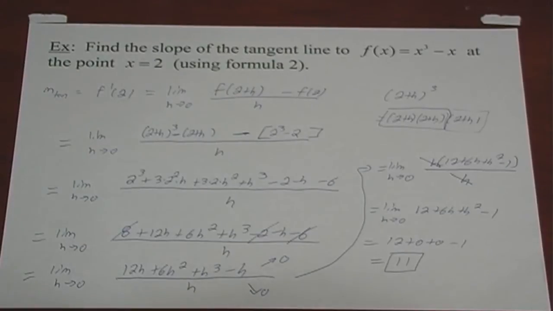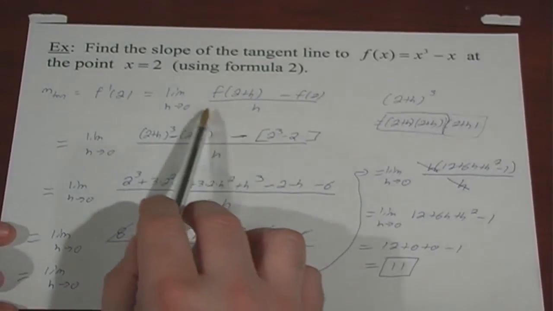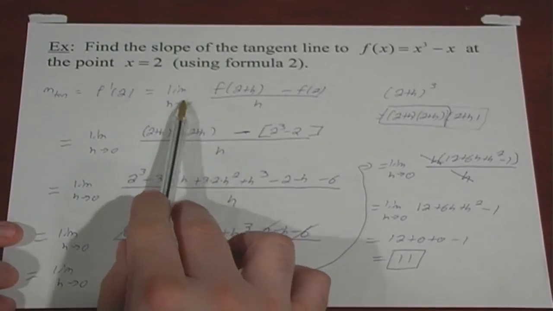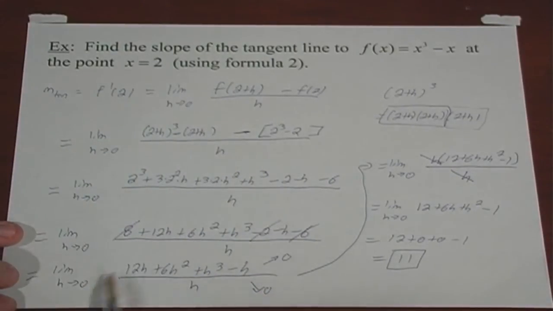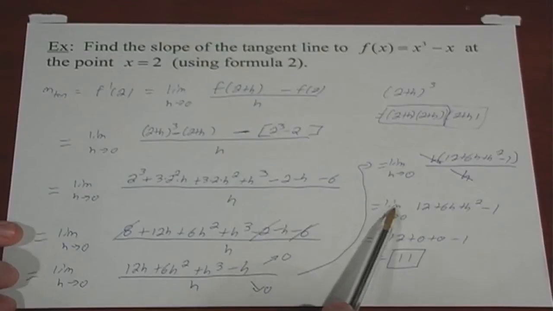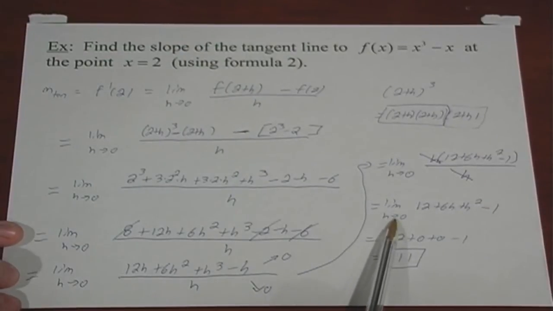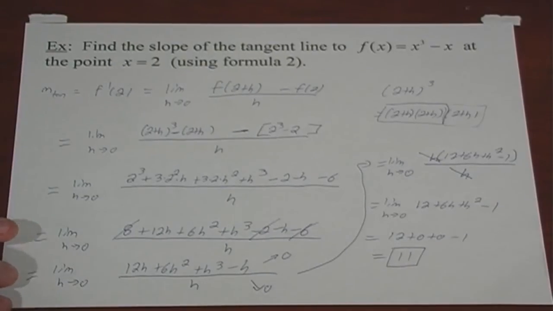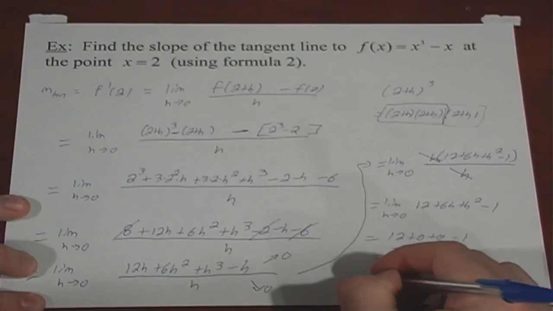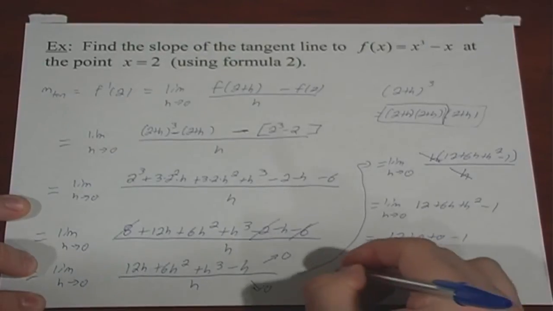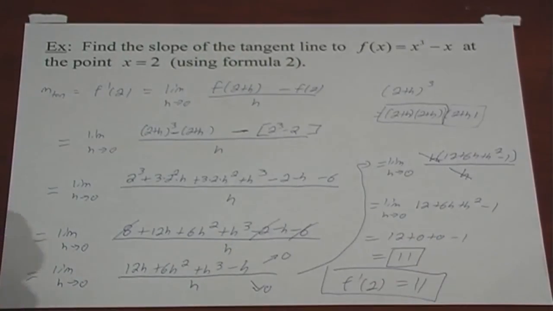I want to mention one other thing here. Whenever you're doing limit problems, make sure you write limit every step of the way, okay? Until you're about to plug in. So we went all the way to here. Then we said, okay, now we'll plug in 0. As soon as I plugged in the 0, I didn't write limit anymore. And then our answer is 11. Okay, so in this problem, f prime of 2 is 11, which we already knew from the other way that we did it.